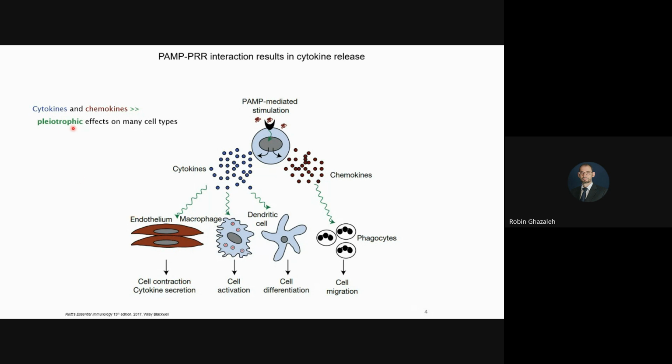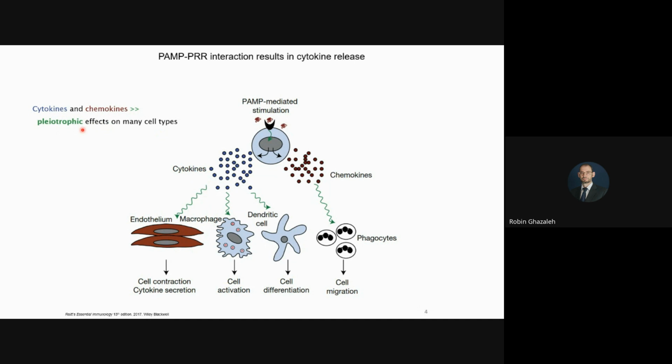The term pleiotropic means that you get many different effects on many different cells. So the same cytokine may affect different cells differently depending upon what receptors are present on those cells to receive the cytokine, and also depending upon the activation status of various intracellular pathways between different cells. So the same cytokine or even the same receptor doesn't necessarily give the same effect. So this is what's meant by pleiotropic effects.